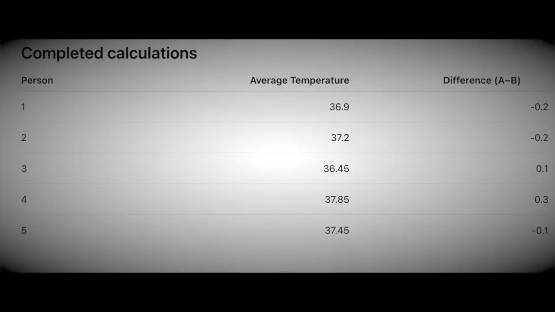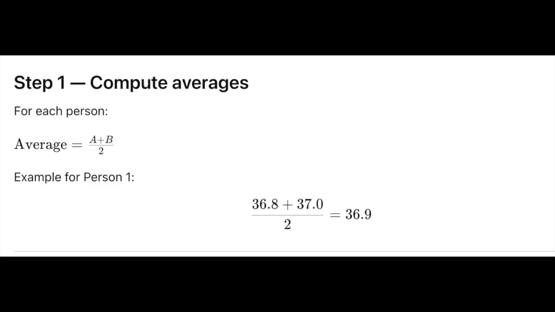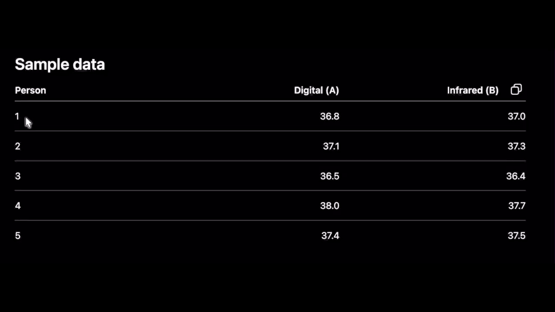Are you ready for the averages? Let me know in the comments if you are. How you calculate the averages for this is that you will take person 1, you will add their results together. So person 1 for the digital got 36.8, but then for the infrared got 37. So here you just add them together, divide by 2 because you've got 2 observations. You do the same for person 2, person 3, 4, and 5.